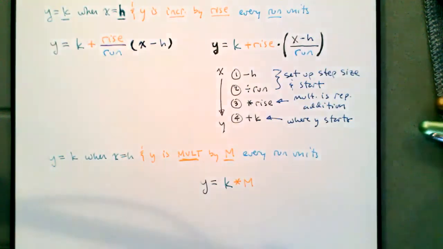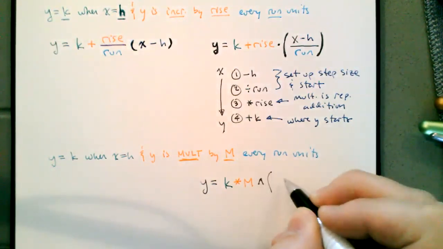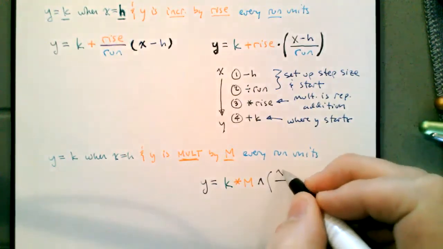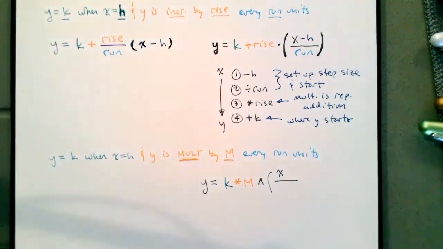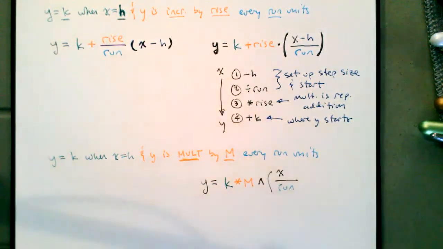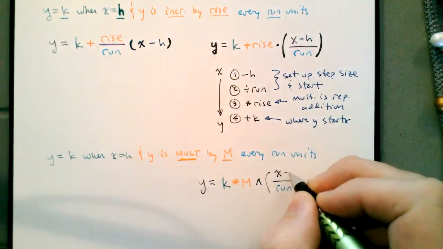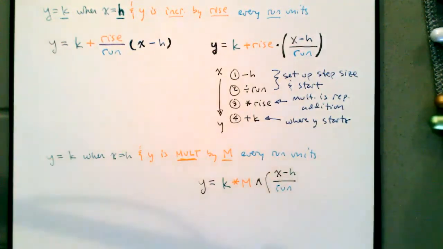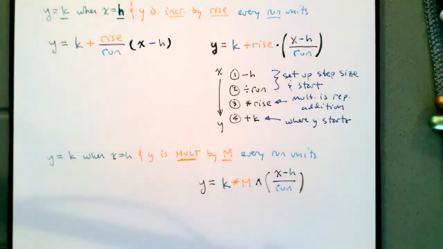We're multiplying by m a bunch of times, so I have to use an exponent. The exponent on the m is the number of times that we do this. Well, it's happening every run unit, so we fix the step size by taking x and dividing it by the run. And we're starting off at h, not zero, so we adjust the starting by subtracting h from x. I can do that in green, because h is in green. All we did was change the plus rise to a times m. M for multiplier.